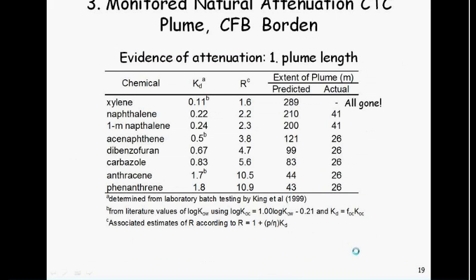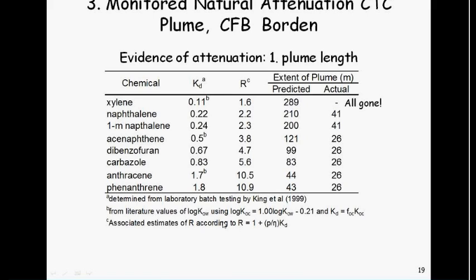So that's interesting. The source should be doing weird things. Well, what are the evidences of attenuation in that plume? Remember, we don't want long plumes. Well, if we look at the extent of the plume over time, and we've got all these snapshots over 14 years, the actual is how far the plume was observed, how far it was detected. This is how far the plume could have gone by advection and retardation.